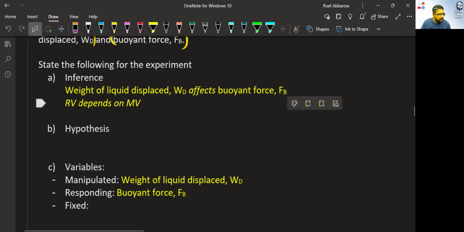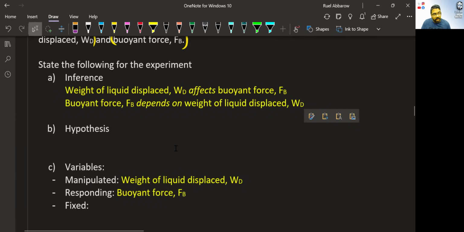The other format is a separate answer. You don't have to write both, just choose either one. So RV will be buoyant force. Buoyant force depends on MV, weight of liquid displaced. That's it.